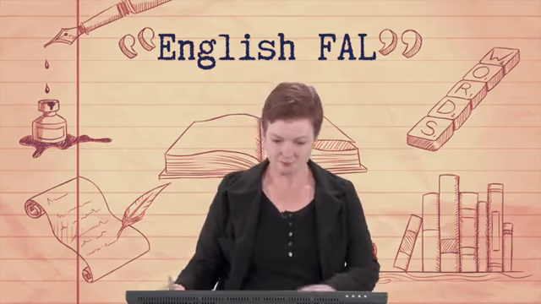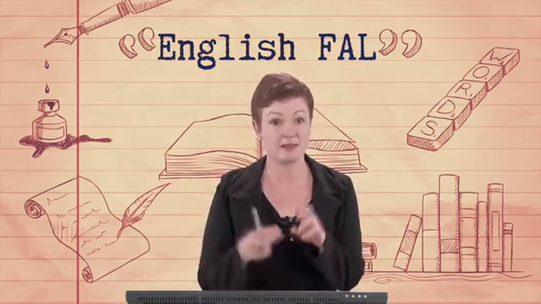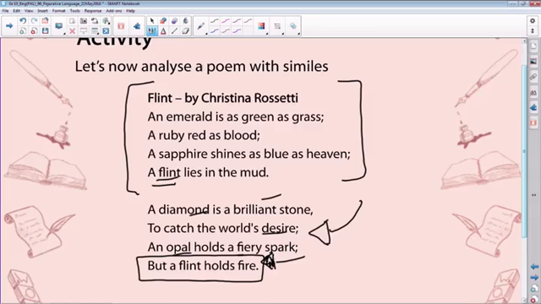Okay, let's look at our poem. You've been asked in your test or exam to identify two similes and explain their effectiveness. So I pointed you to the first stanza, and there we have, and remember you've got your as-like glasses on when you're looking for similes. The first, an emerald is as green as grass, so you could have identified that one. A ruby, red as blood, there's a second one. A sapphire shines as blue as heaven, there's your third. And the poet doesn't use a simile in the fourth line.